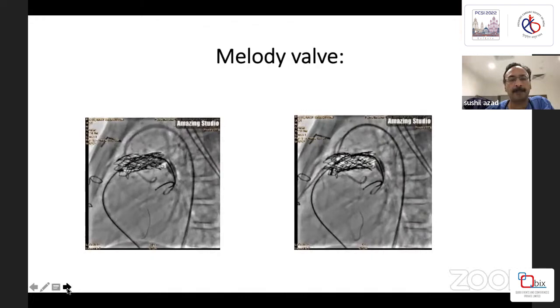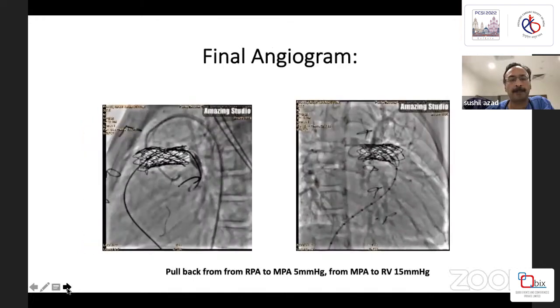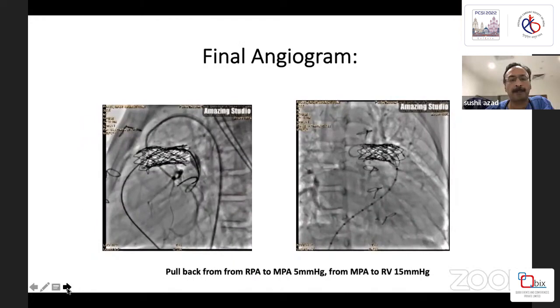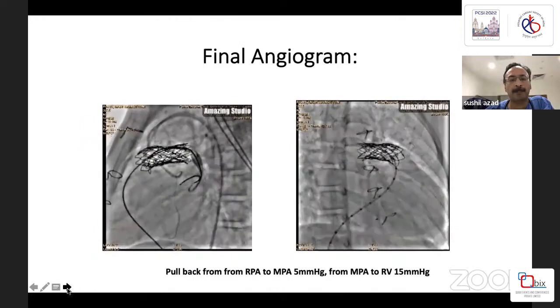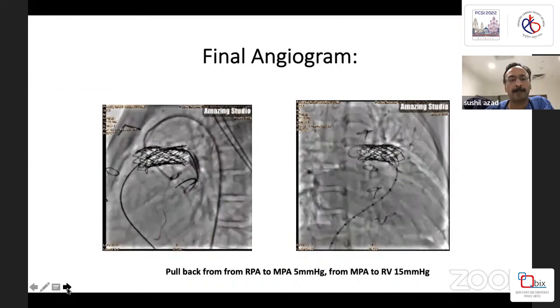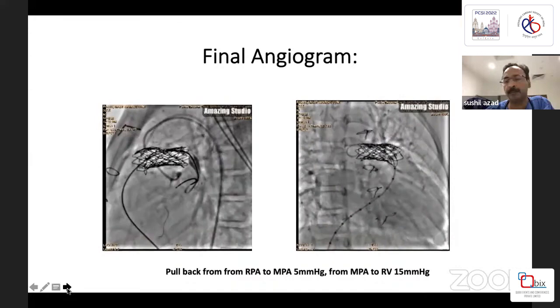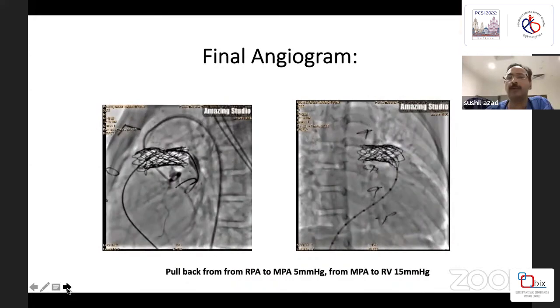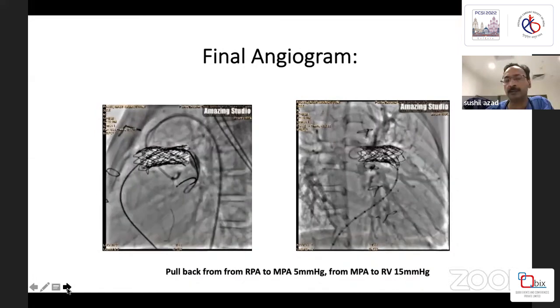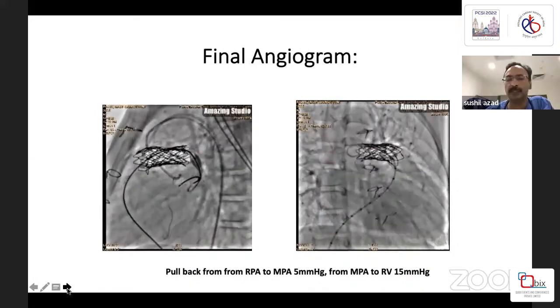Post Melody valve implantation, there was no gradient from the right pulmonary artery to the main pulmonary artery; it was only 5. From the pulmonary artery to the right ventricle was only 50 millimeters of mercury. The RV systolic pressure was 30 as compared to the aortic, femoral artery pressure of 130. So it was a reasonably good result.